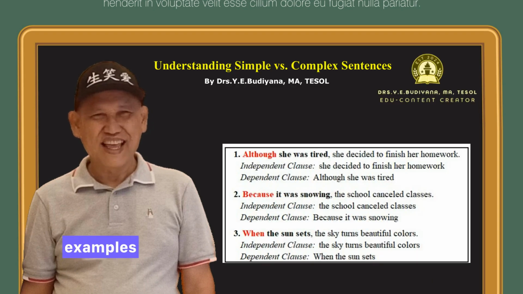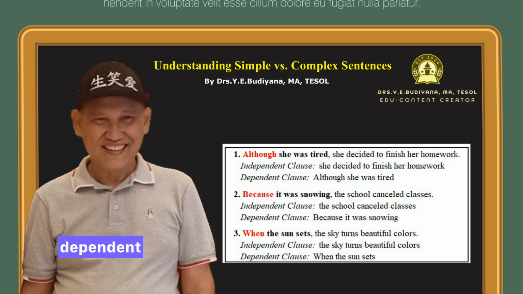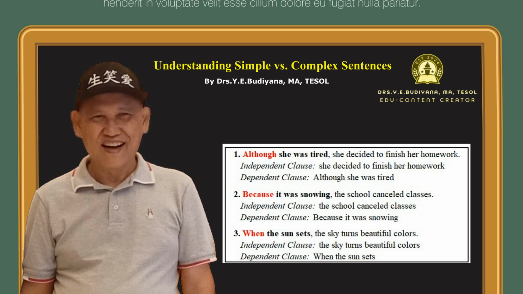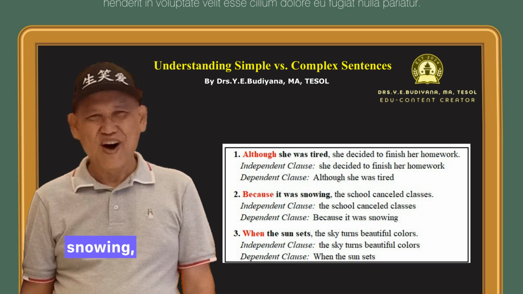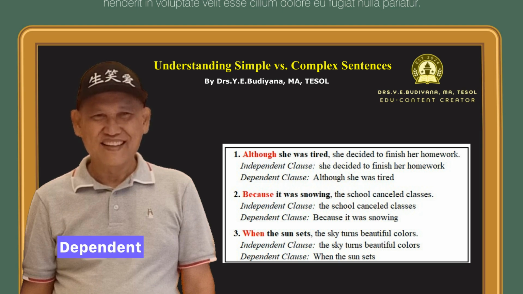Here are several examples of complex sentences, each illustrating the structure of an independent clause combined with a dependent clause. 1. Although she was tired, she decided to finish her homework. Independent clause: she decided to finish her homework. Dependent clause: although she was tired. 2. Because it was snowing, the school canceled classes. Independent clause: the school canceled classes. Dependent clause: because it was snowing.